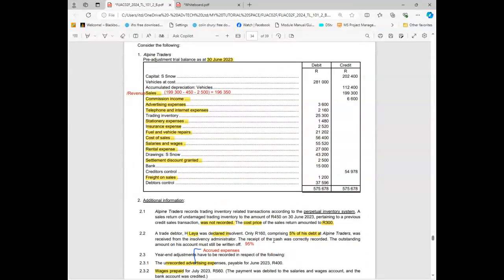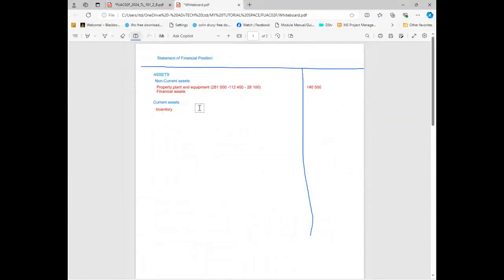Remember, they didn't tell us that after they returned, we wrote it off. They just said they returned. So what I'm gonna do here, I'm gonna come here in brackets and put that balance first. I'm just gonna put the balance of 25,300, and I'm gonna add that 300.